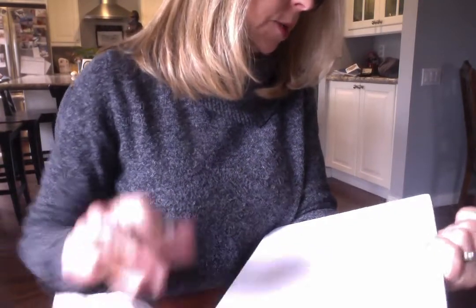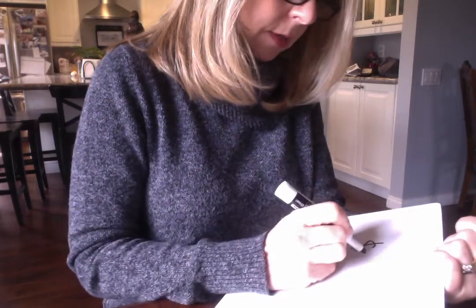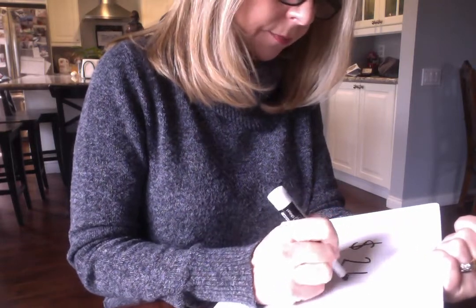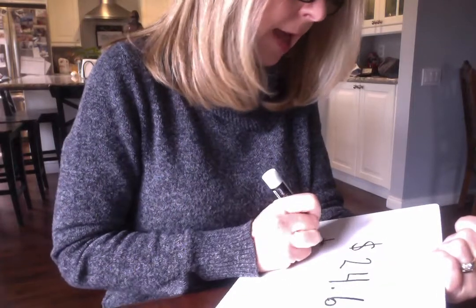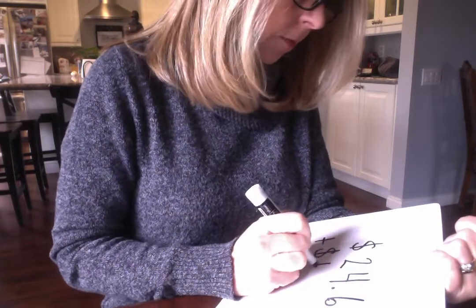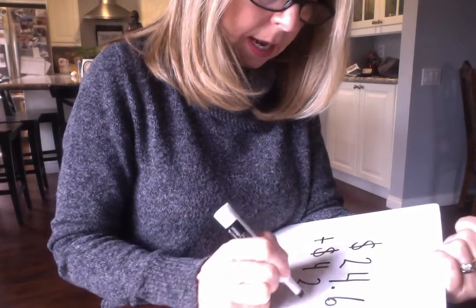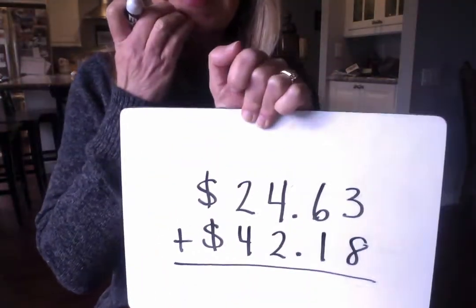Okay, let's do an addition problem just to make sure we're not rusty on that. Let's look at number 6. $24.63. This time we're adding, but we're still regrouping when we add. Okay, so $42.18. So I'm on number 6 on page 239.